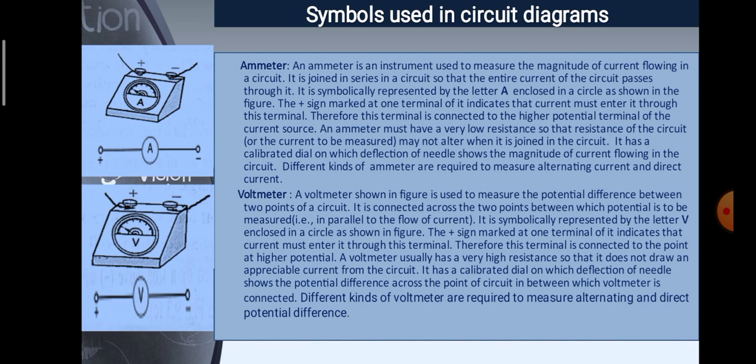It has a calibrated dial on which deflection of needle shows the magnitude of current flowing in the circuit. Different kinds of ammeter are required to measure alternating current and direct current.